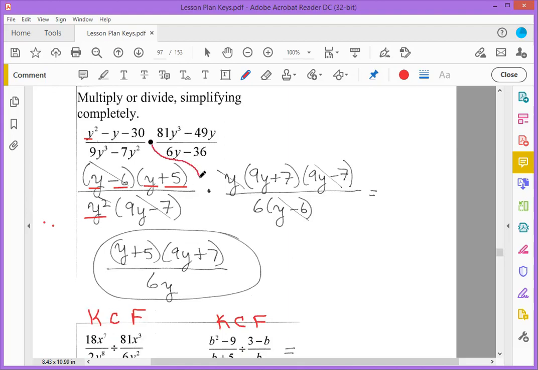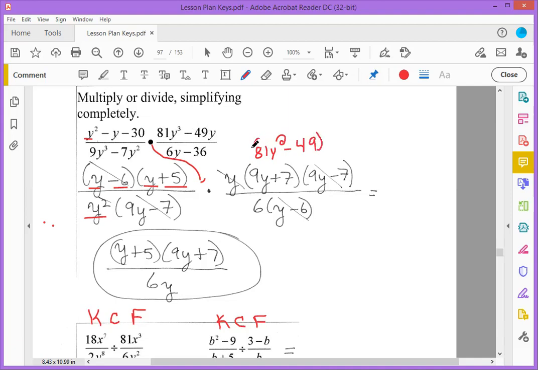We bring down our multiplication symbol, and now we're going to factor the fraction on the right side. This 81y cubed minus 49y, we can factor y from both of those terms. When we factor y from 81y cubed, we get 81y squared. This 81y squared is a perfect square number. We also factor y from minus 49y, and that leaves us with minus 49.